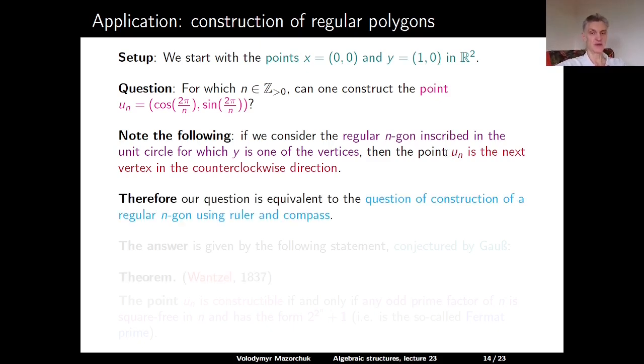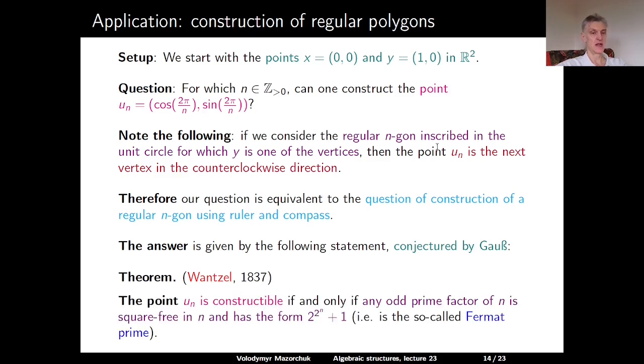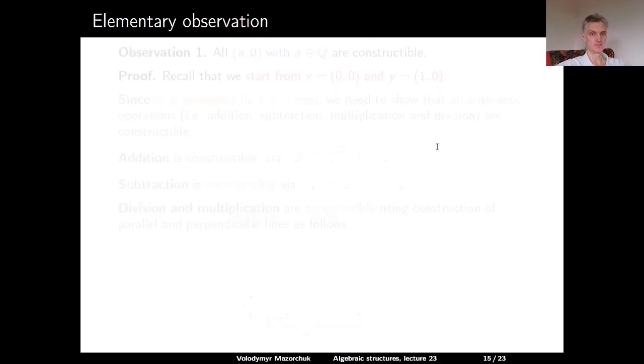Therefore, our question is equivalent to asking whether we can construct a regular n-gon using ruler and compass. The answer is given by the following statement, which was originally conjectured by Gauss. That's a theorem which is due to Wantzel from 1837. The point u_n is constructible if and only if any odd prime factor of n is square-free in n and has the form 2 to the power 2 to the power n plus 1, that is, it is a so-called Fermat prime. Let us start with some elementary observations.